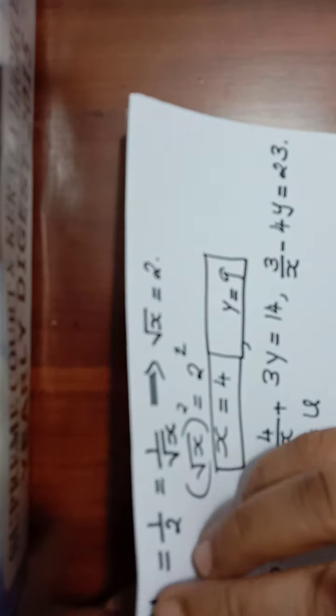Now comes our third question. All these questions are of different types, so you have to practice each one. So the next question is, all of you copy down, solve: 6x plus 3y is equal to 6xy, 2x plus 4y is equal to 5xy.